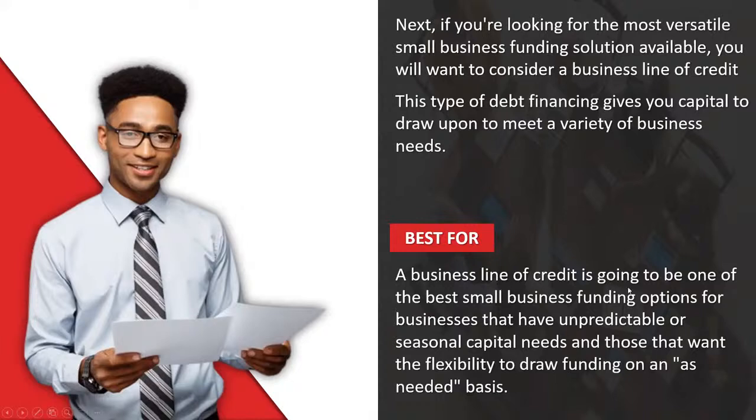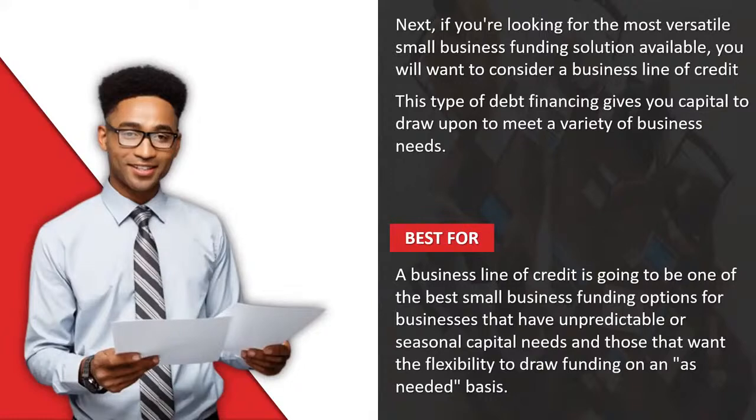A business line of credit is going to be one of the best small business funding options for businesses that have unpredictable or seasonal capital needs, and those that want flexibility to draw funding on an as-needed basis. What that means is that with a loan, you're borrowing $100,000 over a certain period of time and making payments. With a business line of credit, you're getting access to a certain amount of money.